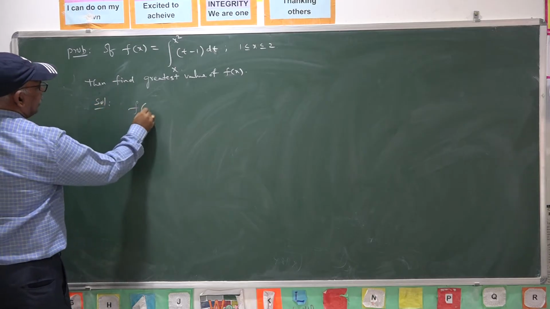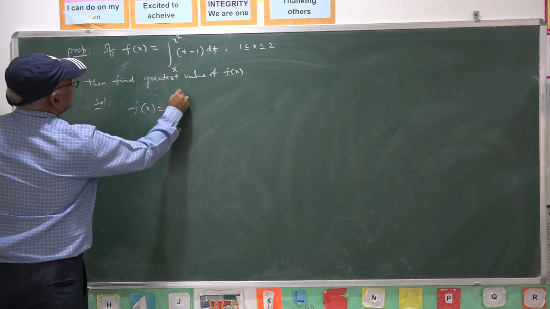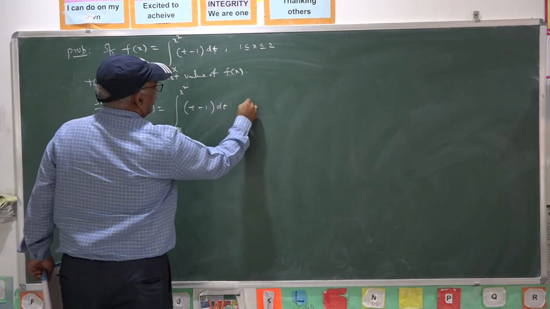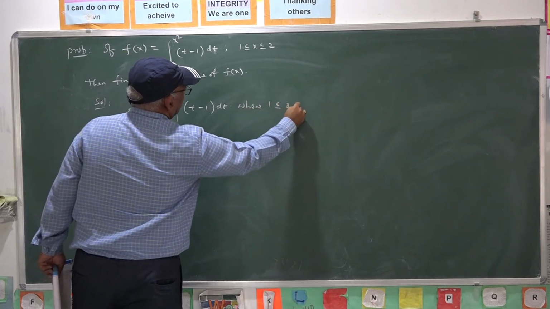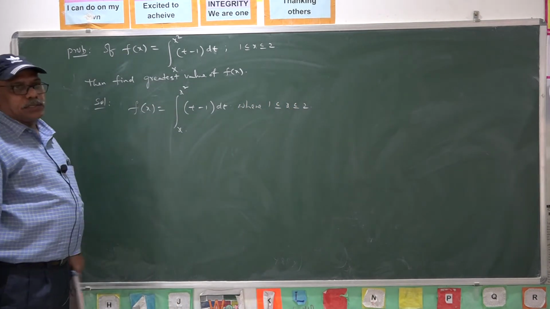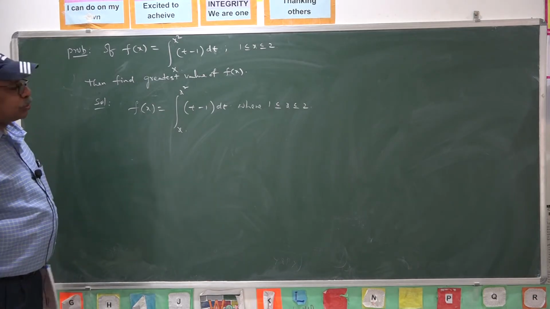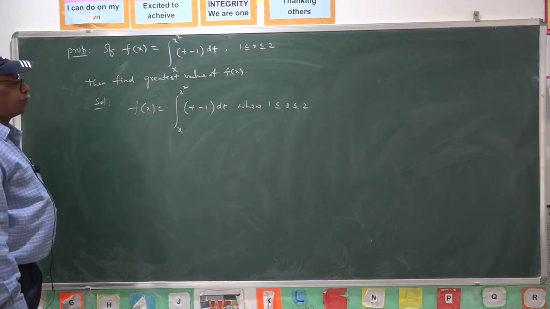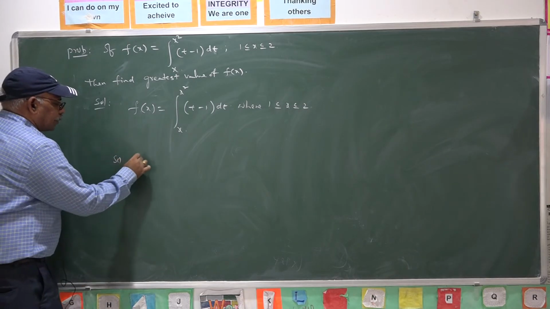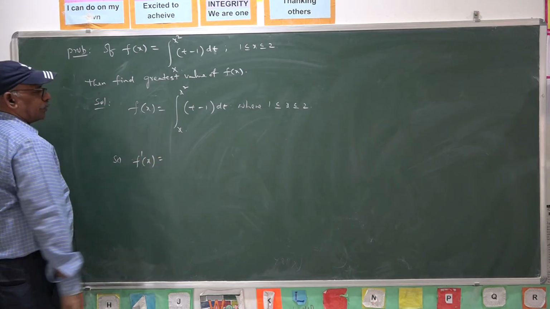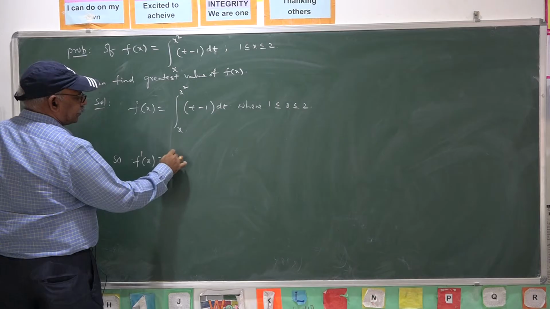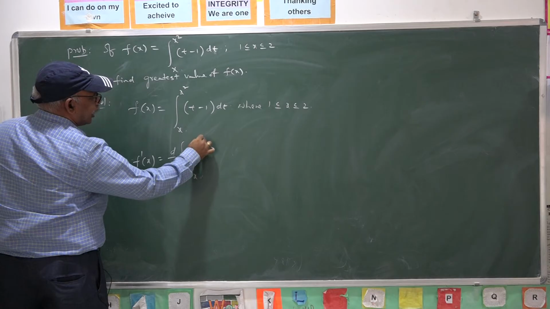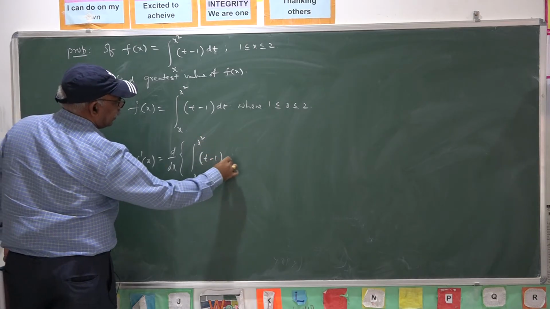So given f(x) is integral x to x square of (t minus 1) dt, where x lies between 1 and 2. x may take the value 1 or 2 also, and the other values that lie between 1 and 2 also. So by Leibniz rule, f dash x is d by dx of, I am taking derivative with respect to x here, x to x square of (t minus 1) dt.